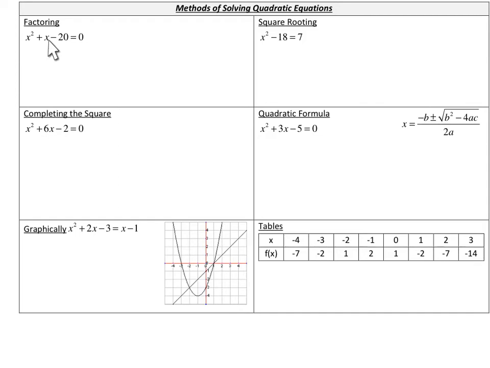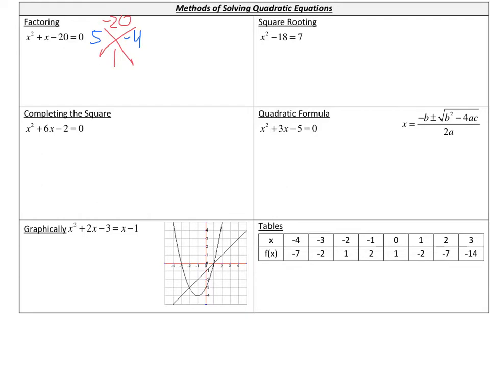To solve this by factoring, hopefully you understand the first thing we're going to do is factor. So let's factor this. If I'm going to factor this, I put a negative 20 on top and a 1 on bottom. And we have to think, what multiplies to get negative 20 and adds to get 1? Hopefully you know that'd be 5 and negative 4.